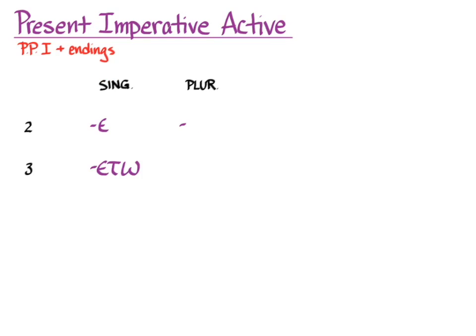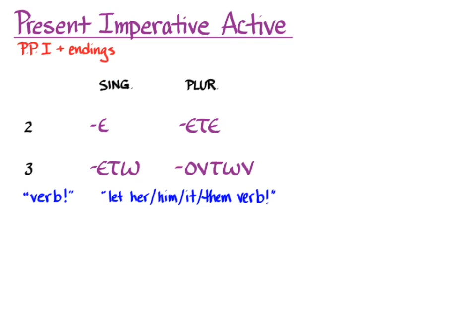And here are what the endings look like. Ε, έτω, ετε, and όντων. The default translation is the command. In the second person, both singular and plural, it'll sound really familiar. It's exactly what our commands sound like.